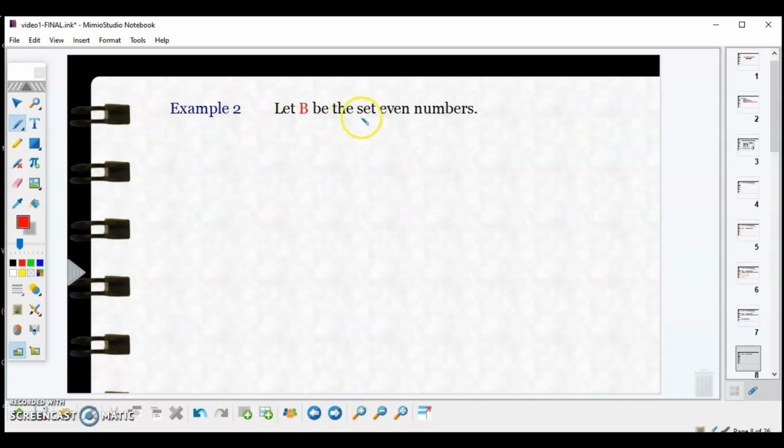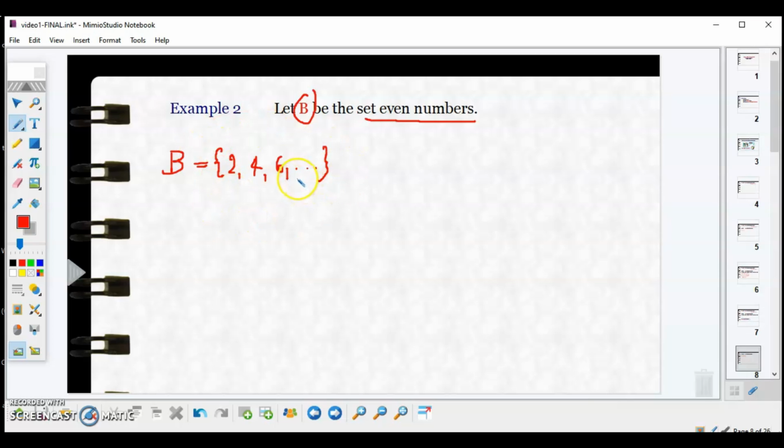example 2. Let B be the set of even numbers. So this time, even numbers. Let's recall what even numbers are. Even numbers are numbers which are divisible by 2. So we have the name of the set, B, and then the equal sign, open brace. We start from 2, followed by 4, 6, 8, 10, 12, and it's never ending. So we use an ellipsis and a close brace.